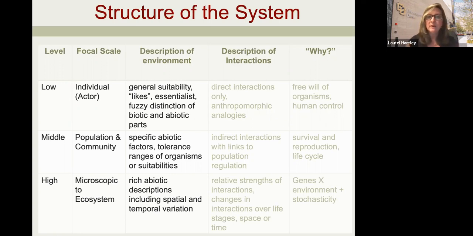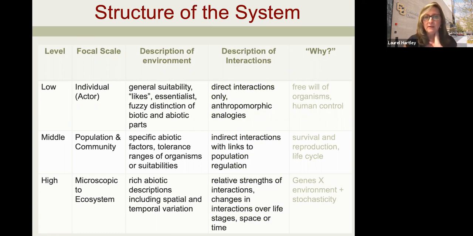Middle level students talked about specific abiotic factors. So they didn't just say things like weather. They said temperature and moisture and humidity. They talked about tolerance ranges of organisms, and they linked the environment. When they talked about suitability, like a python is suited to this, they had some physiological reasons for that. Higher level students gave really rich abiotic descriptions, and they brought in ideas about spatial and temporal variation. Sometimes that variation was just inherent in the system, normal variability, and sometimes it was about disturbance.